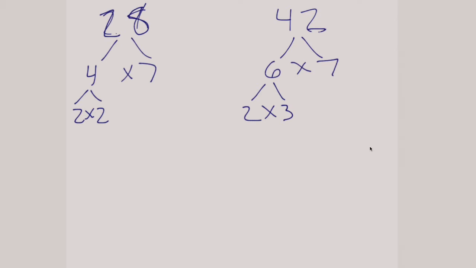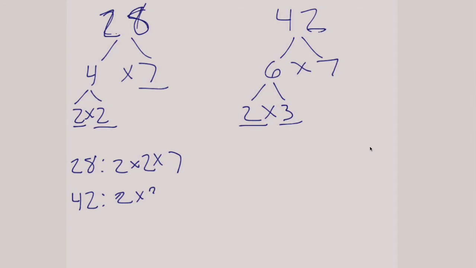So now I write down 28, and it is 2 times 2 times 7. That's the prime factorization for 28. 42 is 2 times 3 times 7.